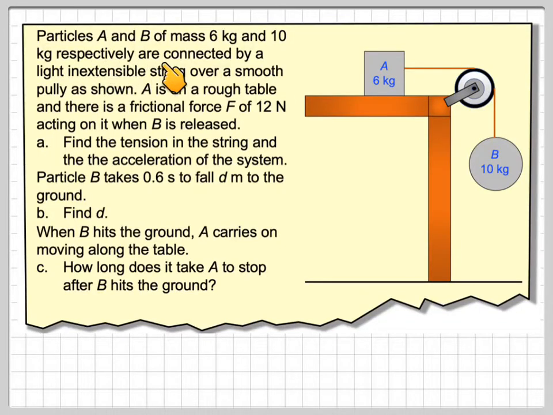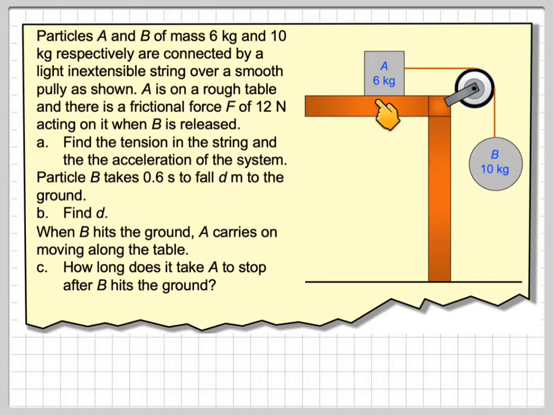Particles A and B of mass 6 kg and 10 kg respectively are connected by a light, inextensible string over a smooth pulley as shown. So we've got a mass here of 6 kg, a mass here of 10 kilograms. The string is inextensible, it doesn't stretch or get smaller, and we've got a smooth pulley.